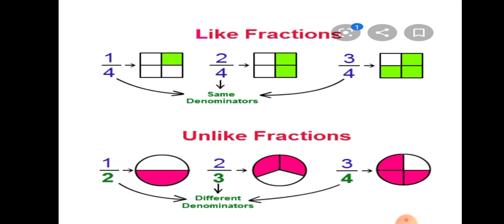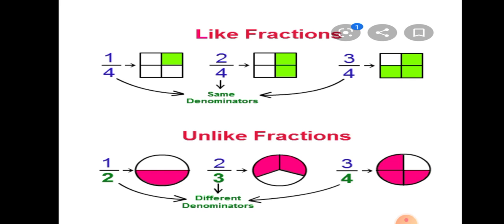First one is your like fractions. Fractions having same denominators are called like fractions. For example, here 1 by 4, 2 by 4, 3 by 4. These all fractions are having same denominator, that is 4. So these fractions are known as like fractions.